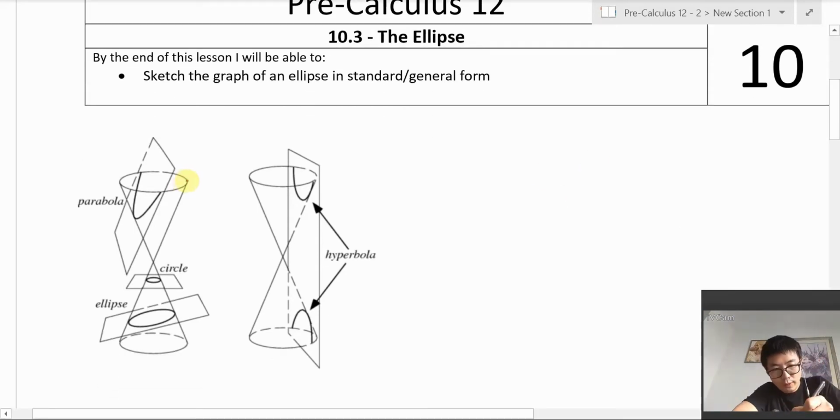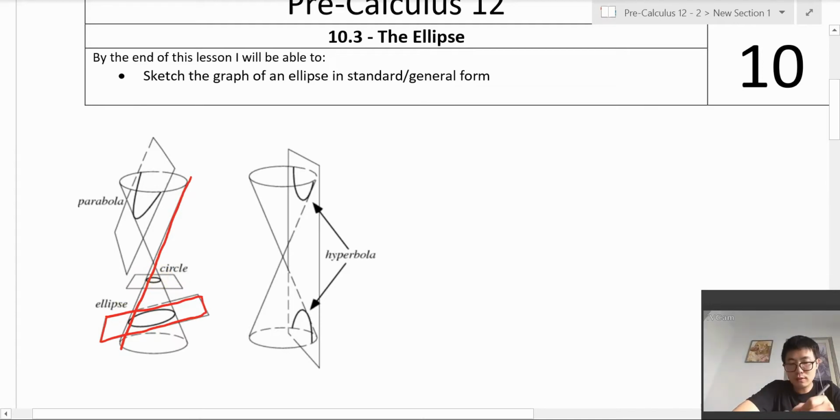Well, recall we have this generator here for the double-napped cones, and then we have a plane that intersects the cone here, and this plane you can see is tilted. Yesterday was for the circle, well, yesterday for me. There was a plane that intersects the cone horizontally, right? So it forms a circle.